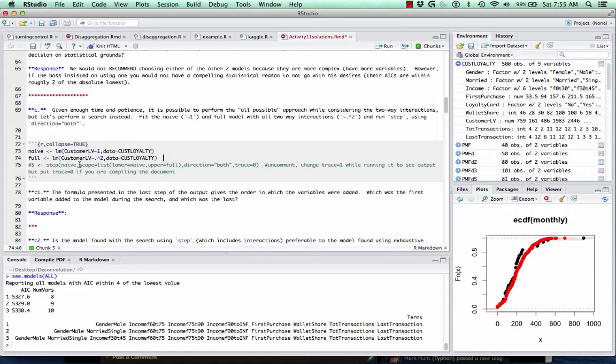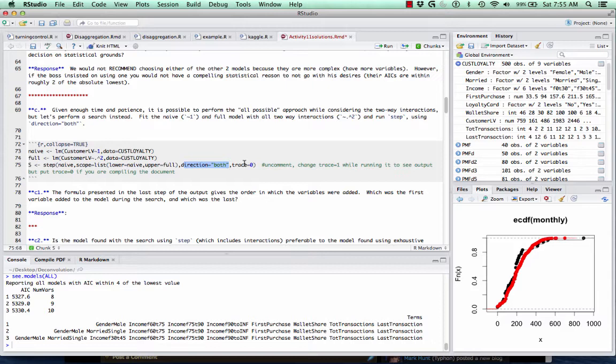All right, so we're going to run the step procedure, which is the command step. The first argument is the model that we want to start out with, so basically start out with nothing in the model. The scope argument, you're never really going to change. It's always going to look like this, assuming you've defined your simplest and most complex model as naive and full. It's just defining the scope. The simplest and most complex models to consider. Direction equals both. You'll never change unless you're pressed for time. Both says to consider both additions and deletions of variables to and from the model.